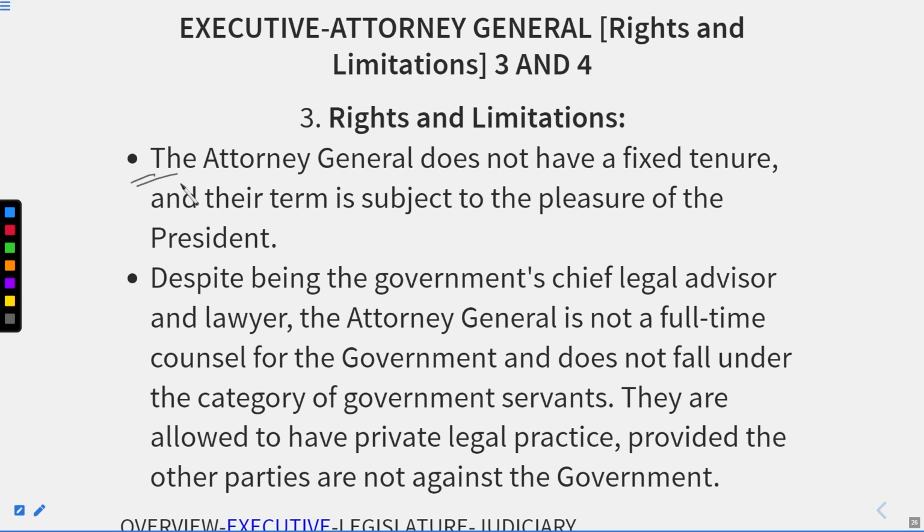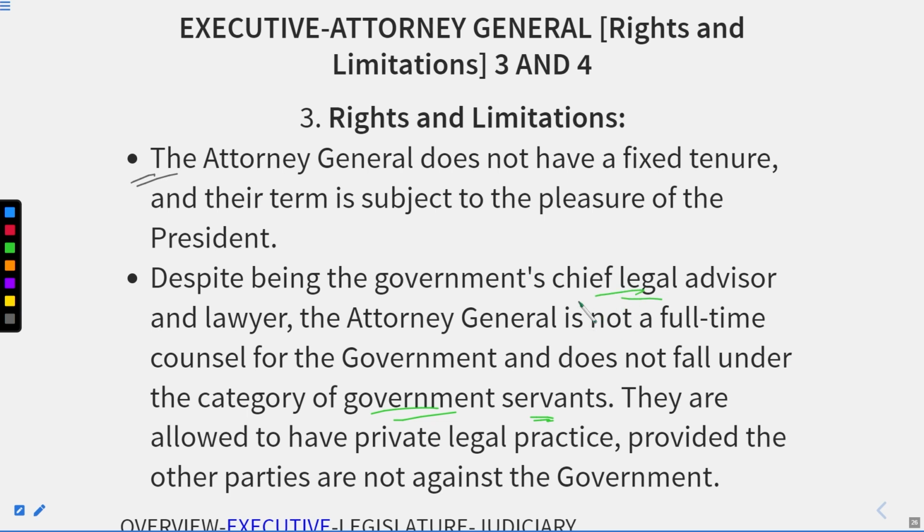Okay. Second, despite being the government's chief legal advisor and lawyer, the Attorney General is not a full-time counsel for the government and does not fall under the category of government servants. Alright. They are allowed to have private legal practice provided the other parties are not against the government. Okay. It means that he is not treated as a government servant. So he is free to do his private practice, but he is not allowed to serve the party in a legal battle fighting against the government, because he is the chief legal advisor to the government. So he could not go against the government.